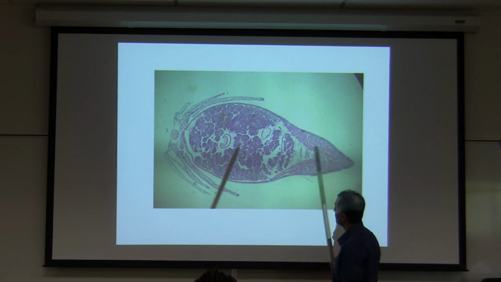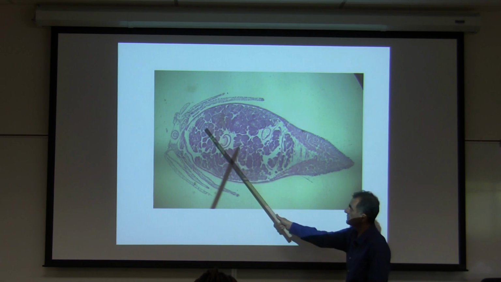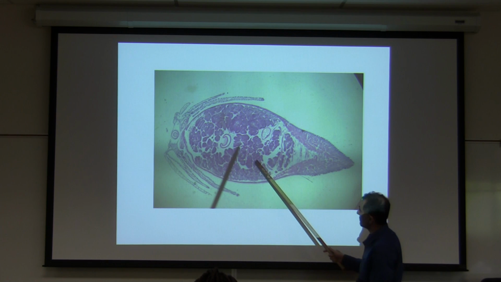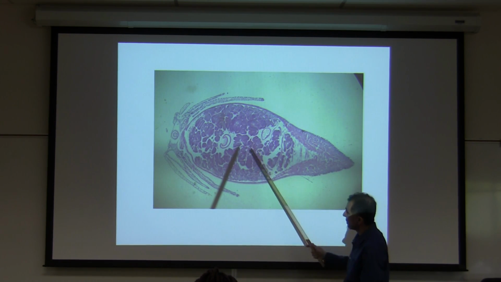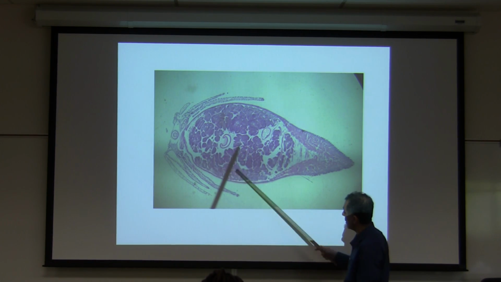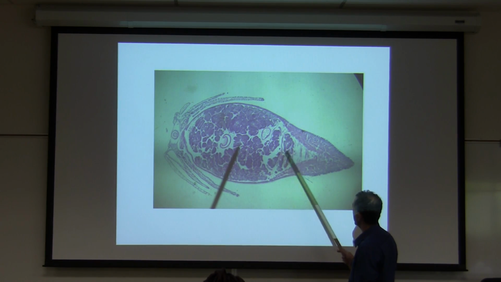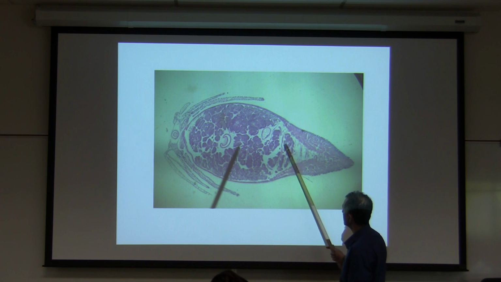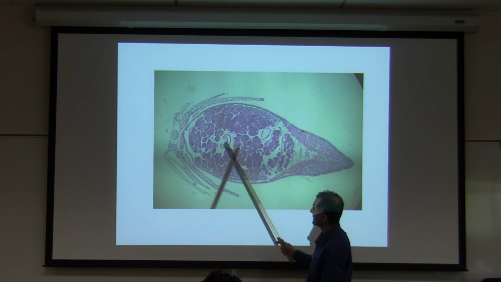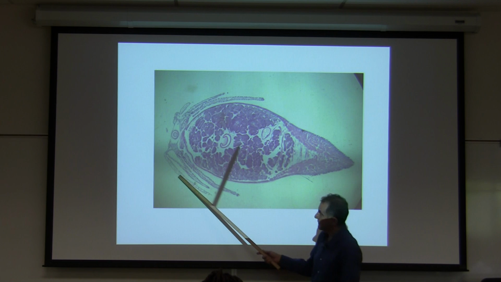Okay, what is the name of the entire structure right here? Foot. Inside of the foot, what are these structures? Gonads. What is the name of this structure? Intestine. All of this is gonad, except that one. Those are muscles. All of this is gonad. Intestine.